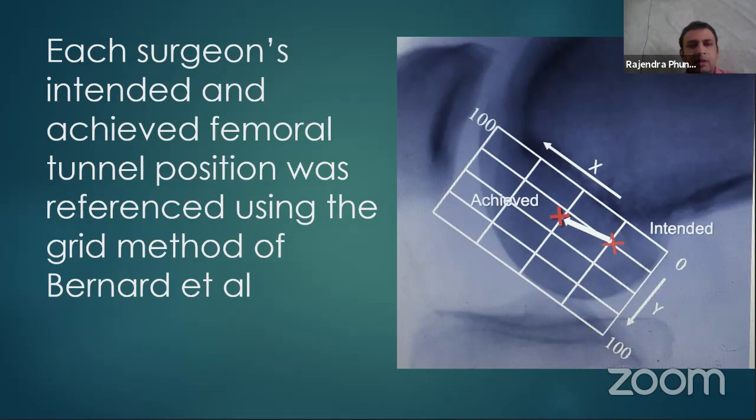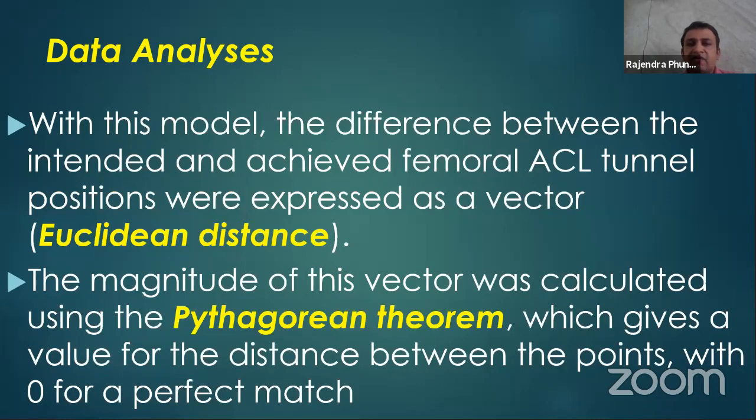With this model, the difference between the intended and achieved femoral ACL tunnel positions was expressed as a vector, like the Euclidean distance. The magnitude of this vector was calculated using the Pythagorean theorem, which gives a value of the distance between the points as 0 for a perfect match. Meaning if intended and achieved match, then the value will be 0.